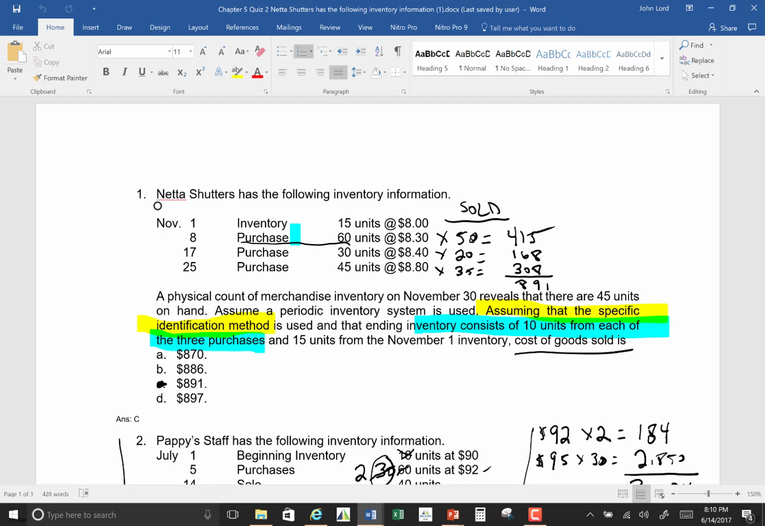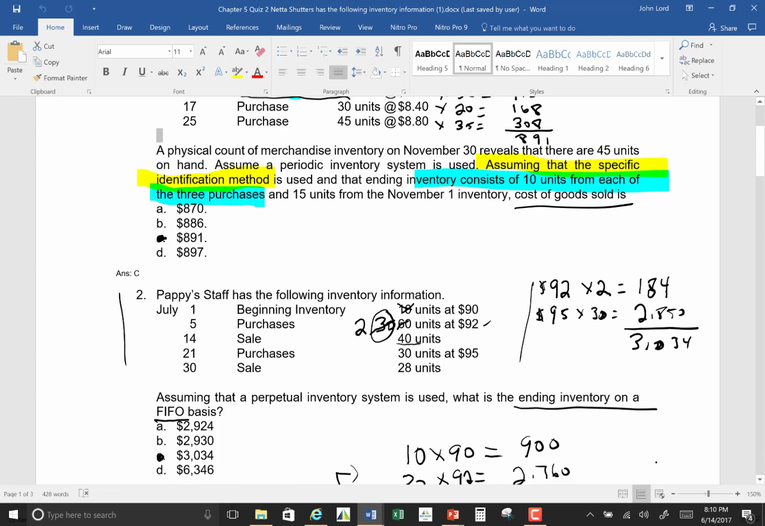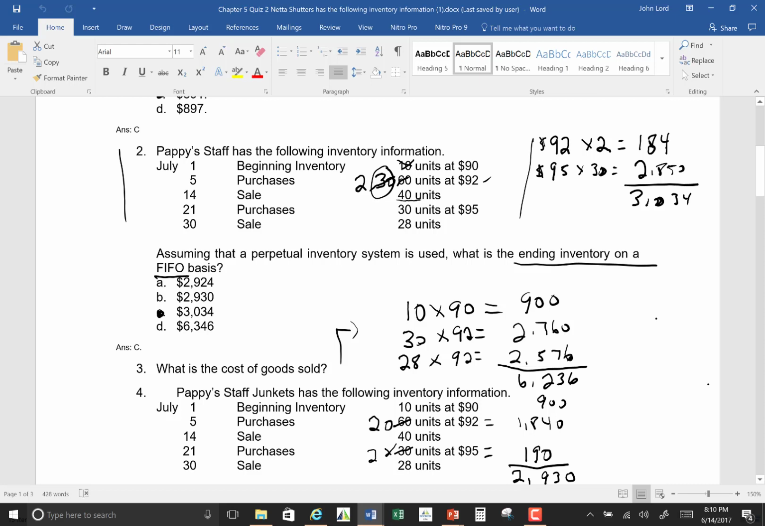Why were there... This one right here? Number 2? Oh, 30. There was 30 left before I crossed it out. Right. There was 30 left, and then you use it. I used all of those for that, you sell 28 on the first in, first out.